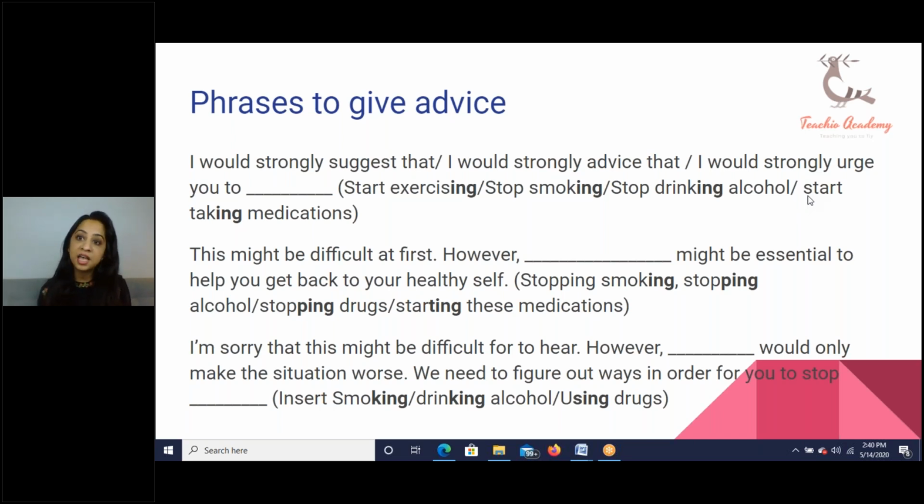If a patient is very sad or they're very anxious with their diagnosis, you might write, I am sorry that this might be difficult for you to hear. However, smoking, drinking, using drugs would only make the situation worse. We need to figure out ways in order for you to stop smoking, stop drinking alcohol, stop using drugs. So this might be quite useful if we're talking about reluctant patients.